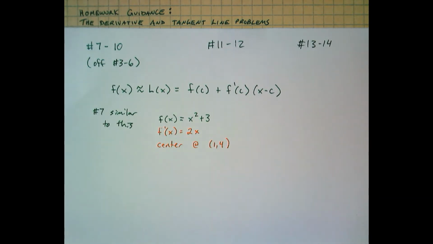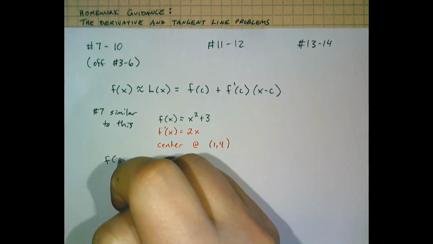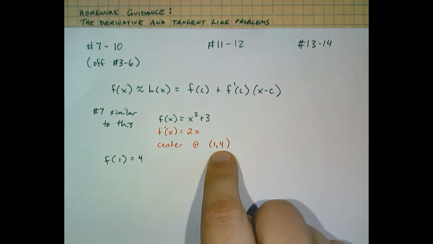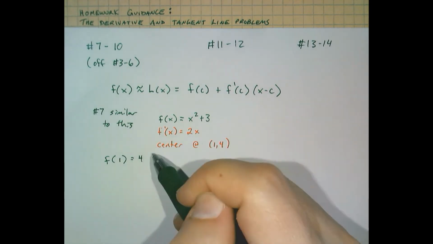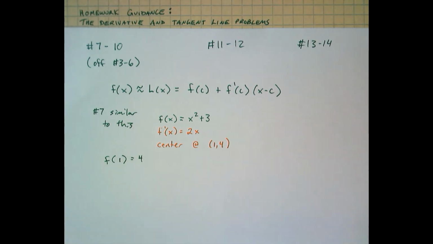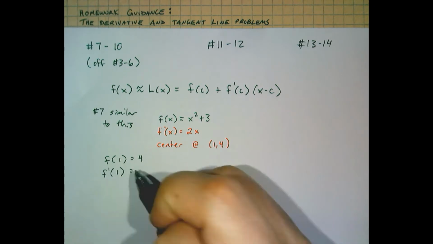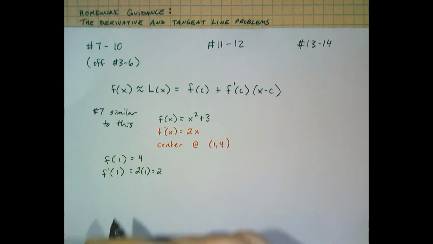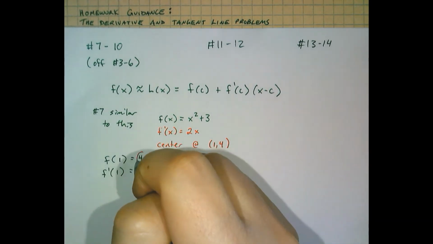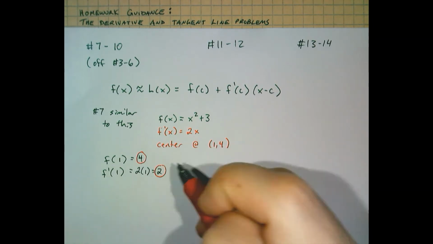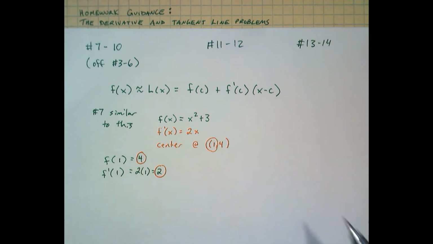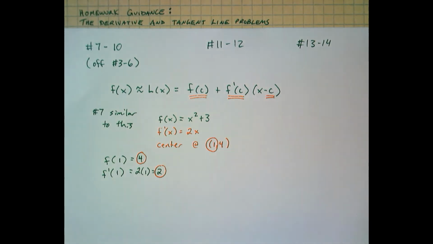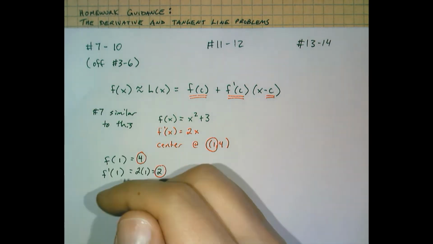So f of the center is 4. They give it to us, but if we wanted to actually show the work, it's 1 squared plus 3 equals 4. F prime of the center is 2 times 1, which is 2. And right now we have those two numbers, plus the center, which gives us the 3 key features for this equation. So we can create our tangent line equation for this problem.